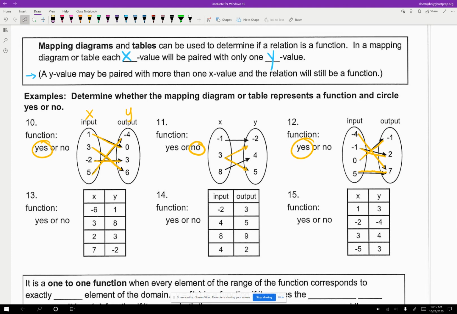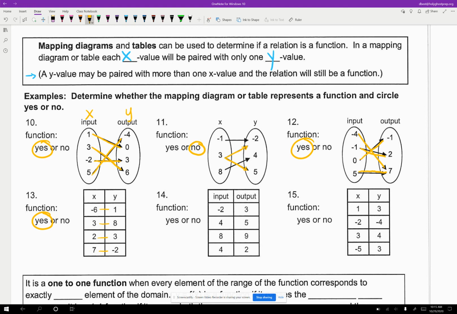Same thing with our tables. Every time you do this, you're just looking for repeated x values. So I have -6 with 1, 3 with 8, 2 with 3, 7 with -2. We're good. That is a function.